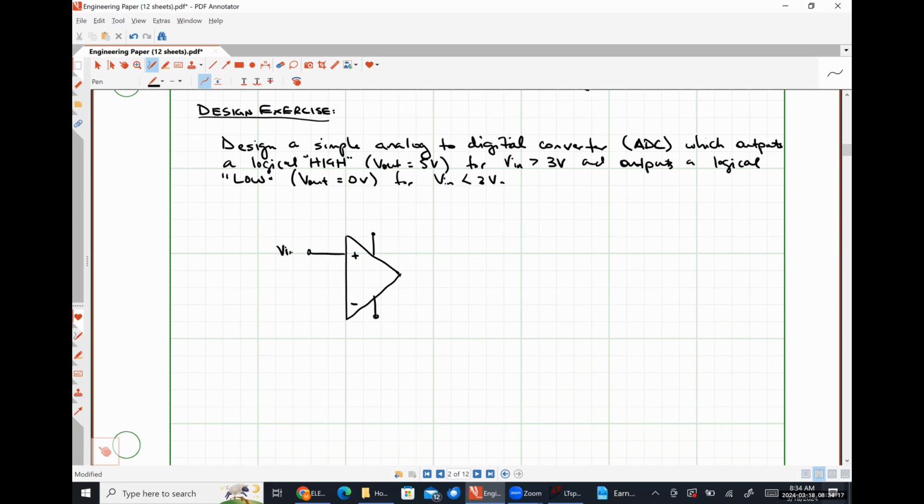So our input voltage is applied here. All right. Our output voltage is going to be measured here. So we have one thing there. Okay. So now we need to figure out what our supply voltages are going to be and what our reference voltage is going to be. Anybody have any thoughts?